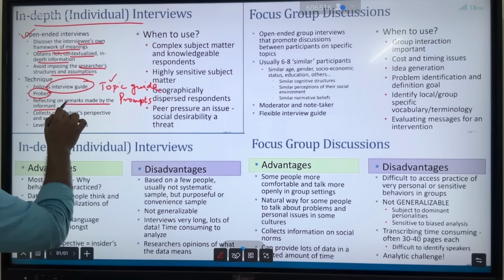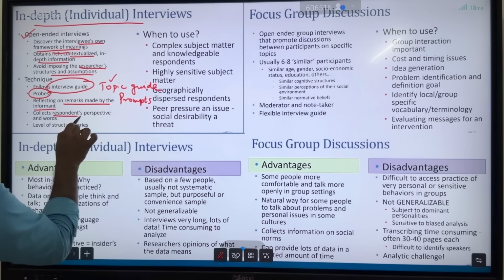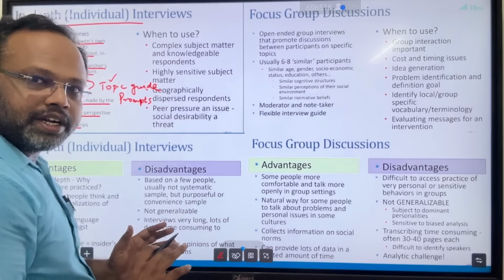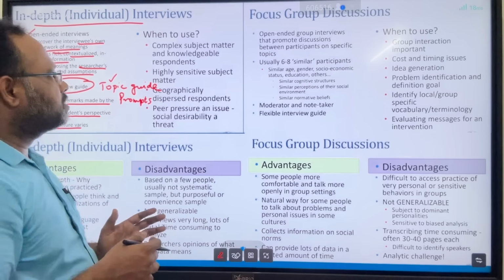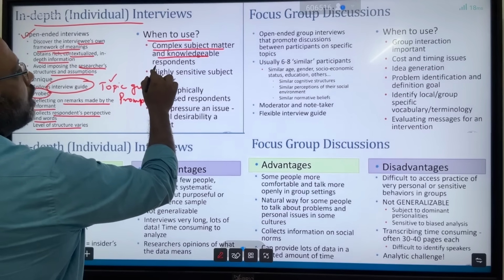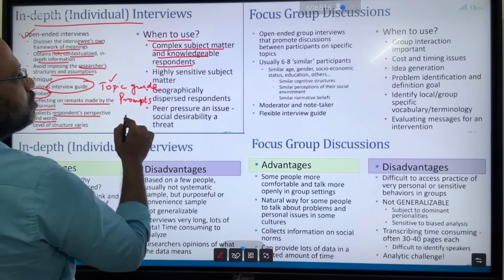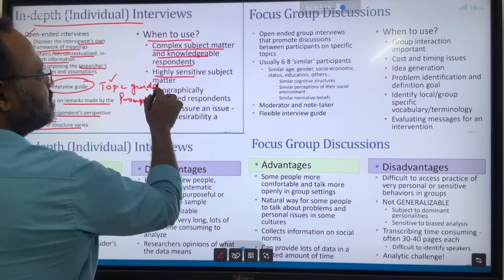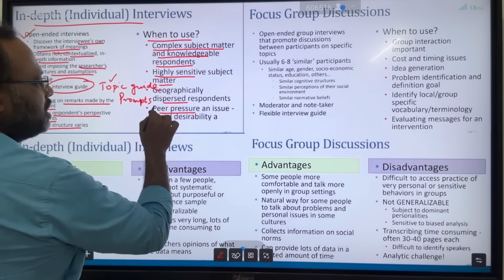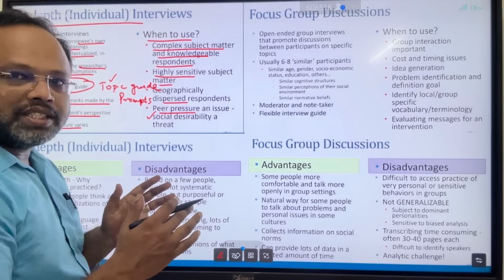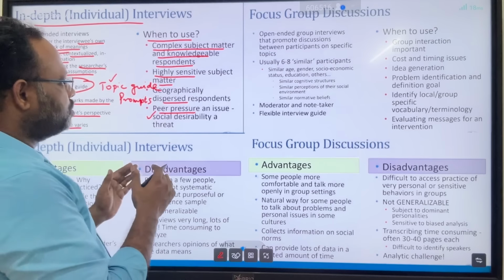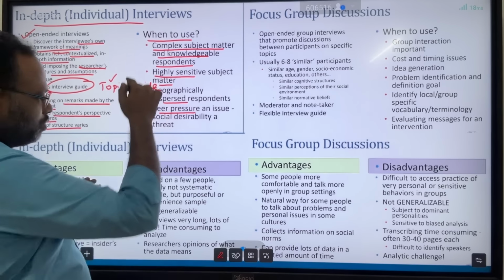Then we should reflect on remarks made by the informant. We need to collect the respondent's perspective and words, and we do this by complete audio recording. We need to transcribe it and do the data analysis. We use in-depth interviews when we are studying a complex subject matter with knowledgeable respondents. This can be helpful when we are dealing with highly sensitive subject matter or geographically dispersed respondents, or when there is peer pressure and social desirability is a threat. People will not answer when we ask questions in a group, but only when we go for an in-depth interview will they open up on these issues. When these parameters are involved, we have to use in-depth interviews.